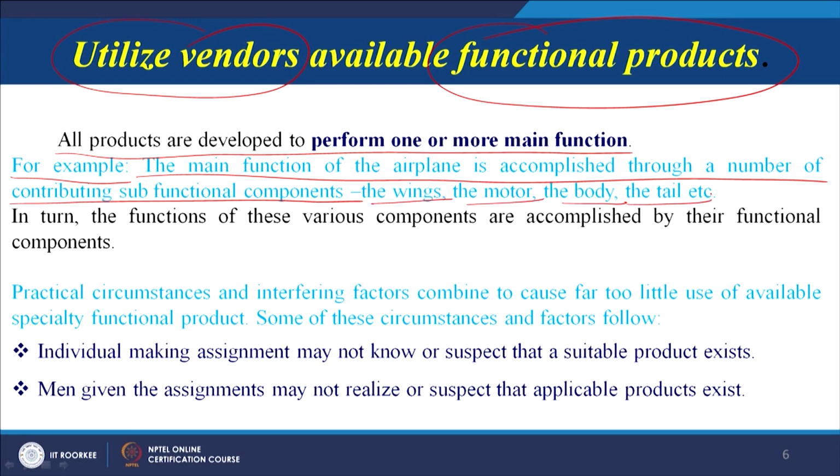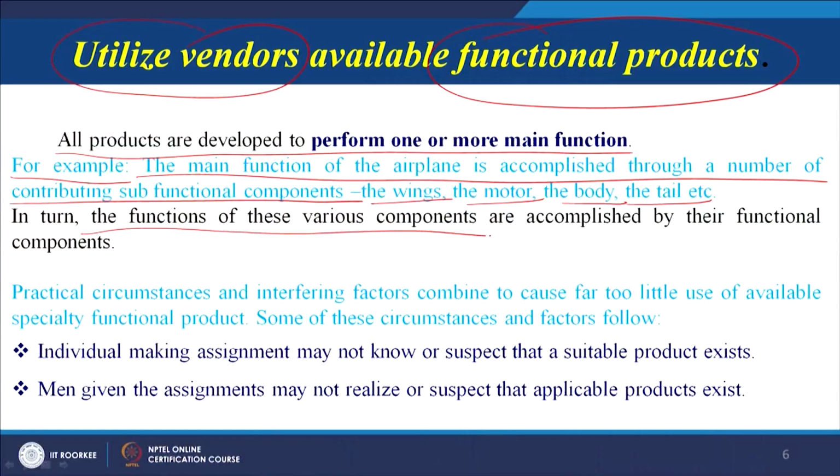So what do we mean to say? That a bigger component, a bigger part, for example the camera which is recording this session, has so many sub parts or sub assemblies. The main function of the airplane is accomplished by the components or sub assemblies. In turn, the functions of these components are accomplished by their functional components. So it is block by block by block, we make a big product, and each and every block is satisfying one or the other functional requirement. So that is the basic summary.